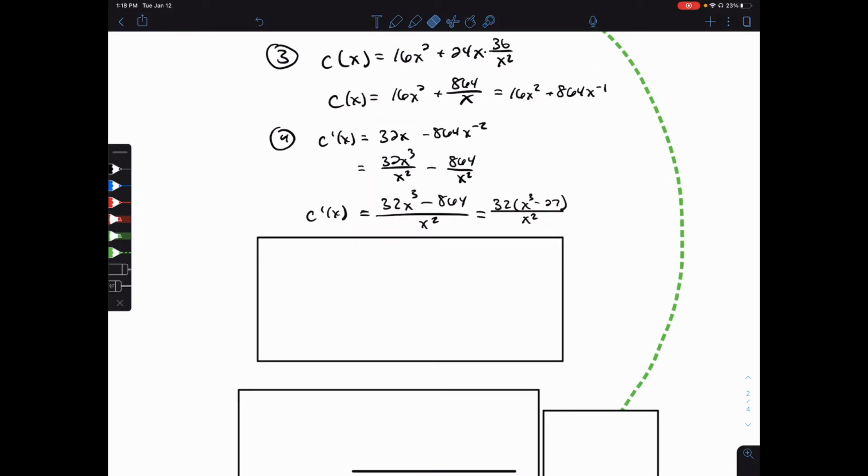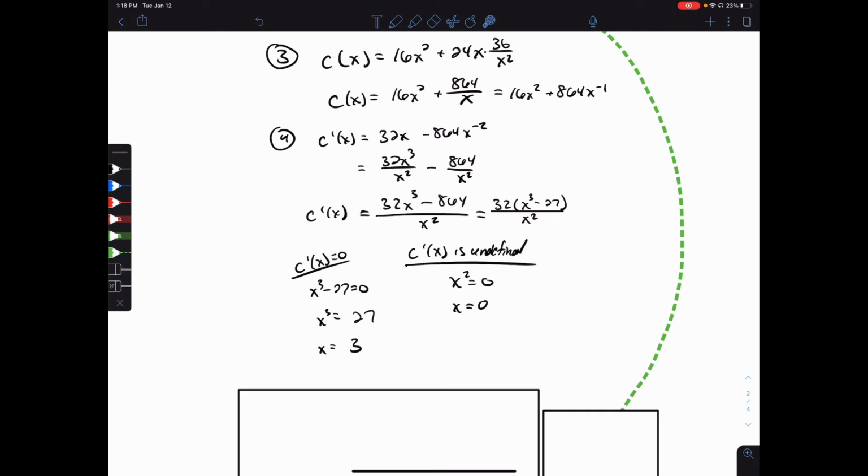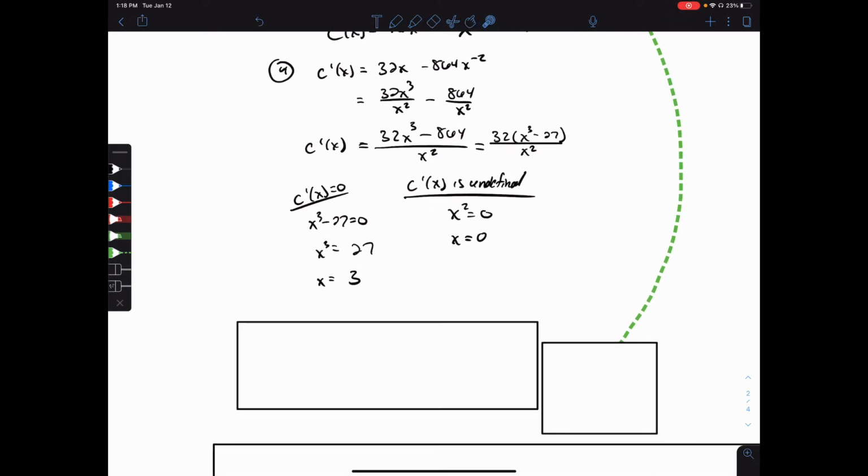We then want to figure out what the critical values are. So we set c prime equal to 0 and c prime undefined. Undefined, set the denominator equal to 0, and for it to be equal to 0, set the top equal to 0. And end up with the critical value here of 3.